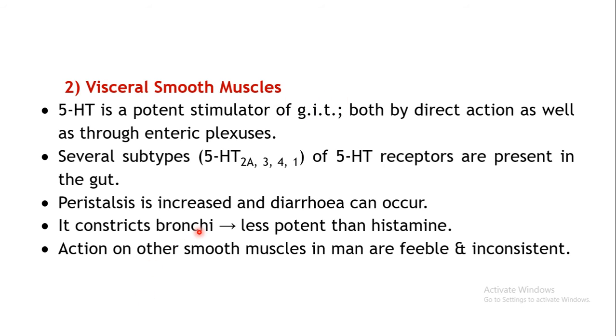Then one more visceral smooth muscle which is affected is the one located in your bronchi. Bronchial smooth muscles are also contracted, because of which bronchoconstriction will be produced under the action of 5-HT. So it can be quite dangerous in asthmatic patients. However, this bronchoconstriction produced by 5-HT is less potent as compared to histamine. We have seen under the actions of histamine that histamine is also a potent bronchoconstrictor. But 5-HT is comparatively a less potent bronchoconstrictor when you compare it with histamine.